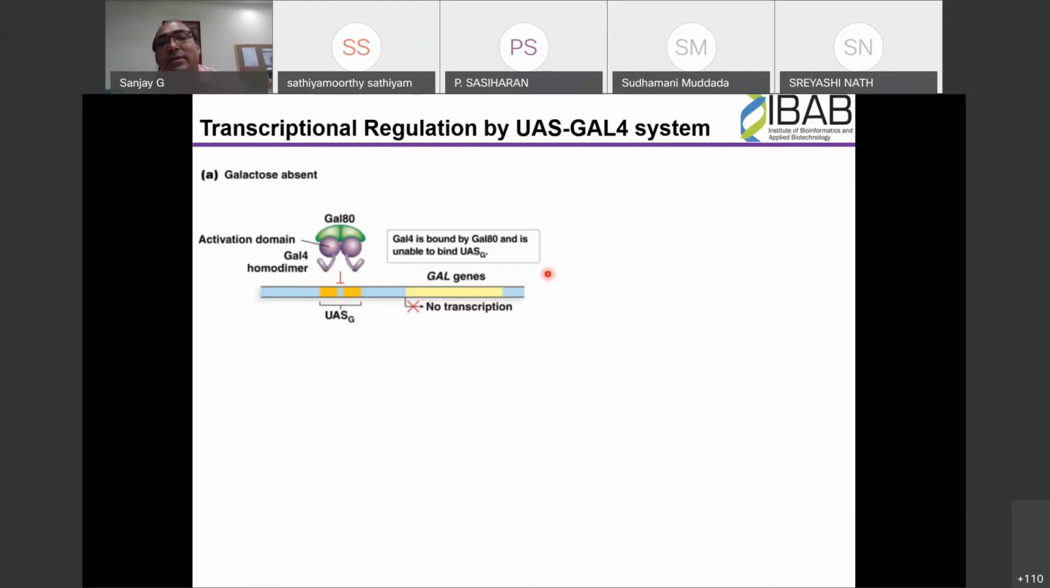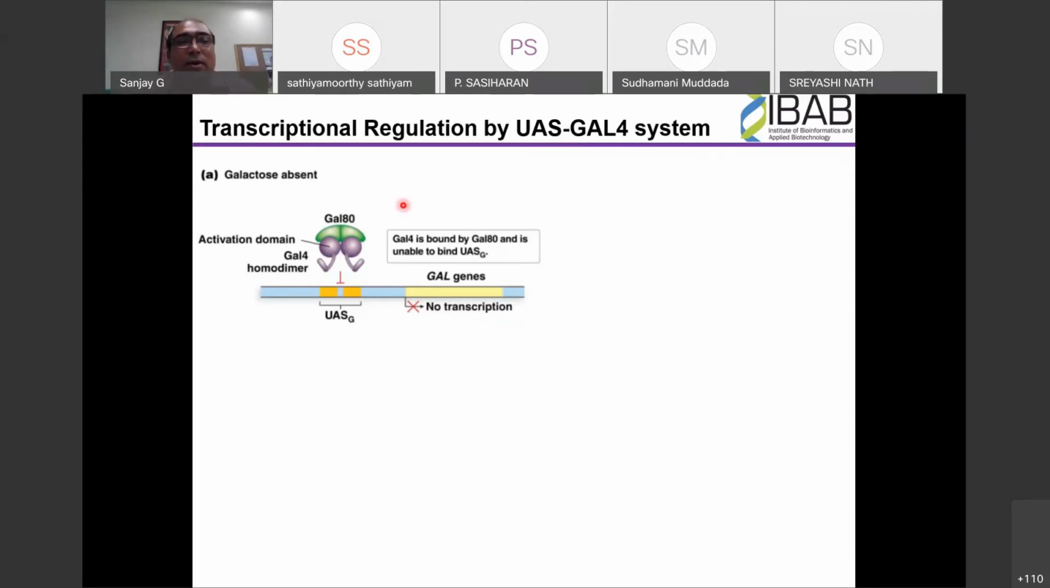Similar to that kind of system, which is also used a lot in synthetic biology, is the UAS-GAL4 system. This is a yeast-based system. In yeast, just like in the lac operon, where they use lactose, yeast grows on glucose, but when you add galactose, a different set of genes is switched on. So when there is glucose, those genes are off. When there is galactose, those genes are on.